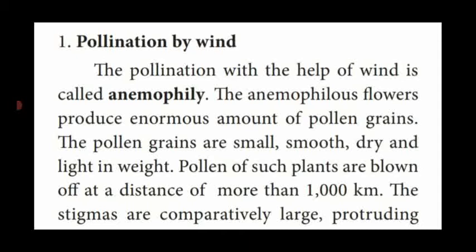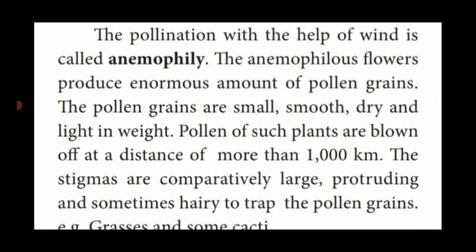So, they are carried away by the wind, more than 1000 km. The distance of the pollination by wind is more than 1000 km. Likewise, the stigmas are comparatively large. Pollen grains are small, but stigmas are, what is that one? Large. They are protruding, that means they come out of the flower. Sometimes they look like hair-like outgrowth to trap the pollen grains.